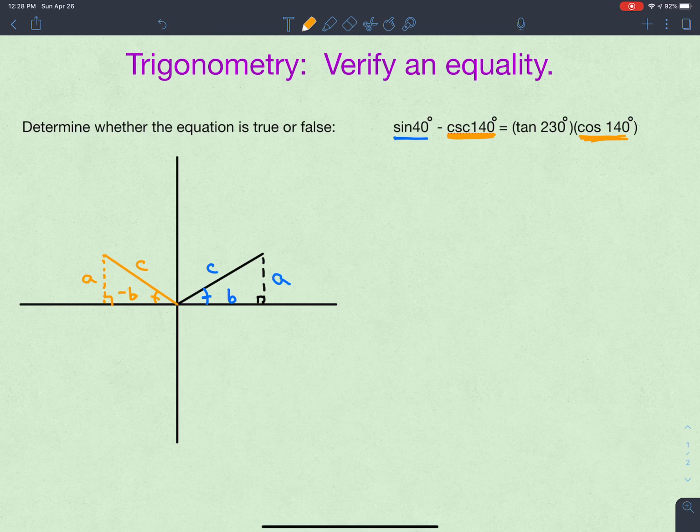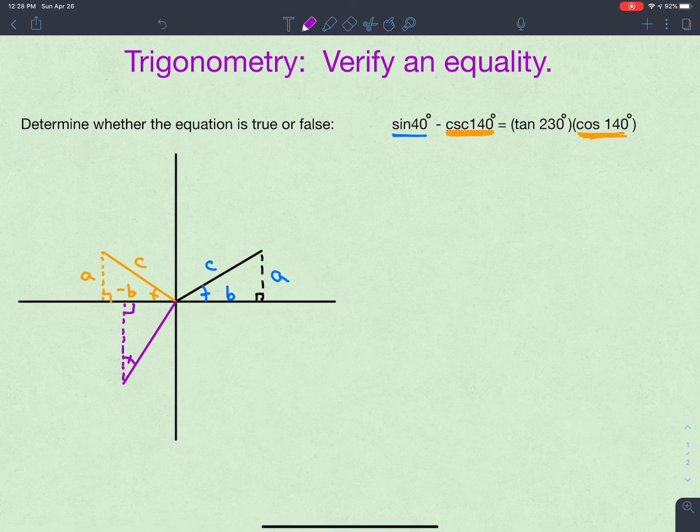Finally, let's do the tangent of 230. So this time we'll go down into quadrant 3, and we'll notice that in quadrant 3, this is not a reference of 40 degrees. It's a reference of 50 degrees. But since 50 and 40 are complementary angles, I can then put my little mark in the bottom little angle there. And that's my 40 degrees, which would tell me then that this should be a negative A as my adjacent, a negative B as my opposite, and a C as my hypotenuse.